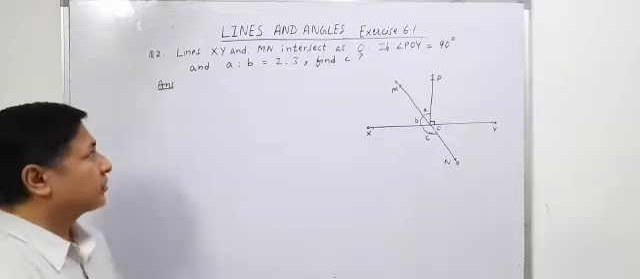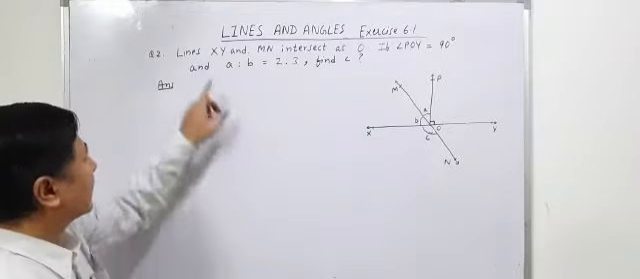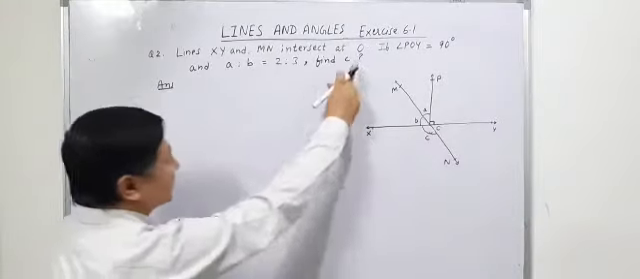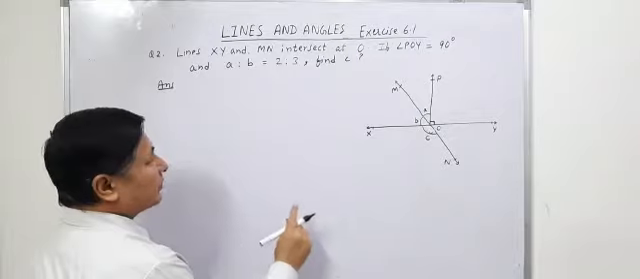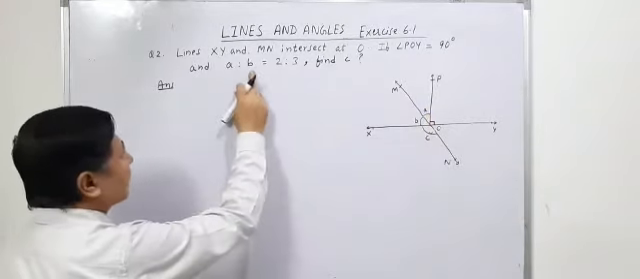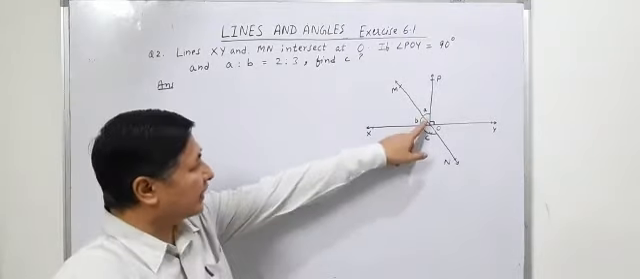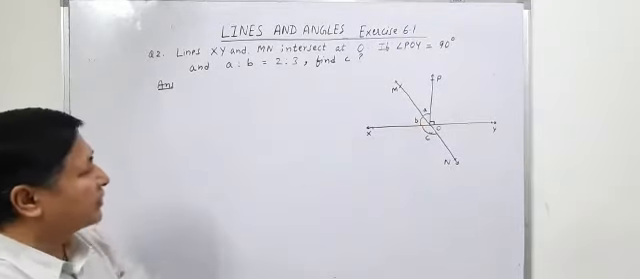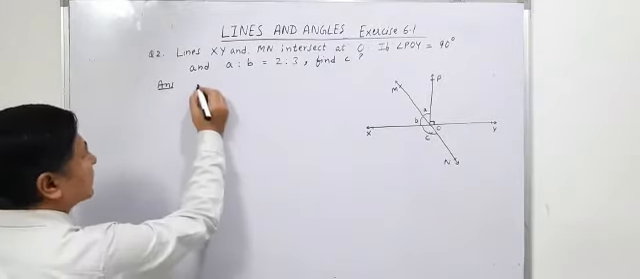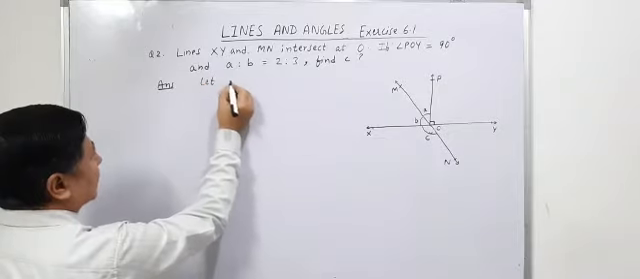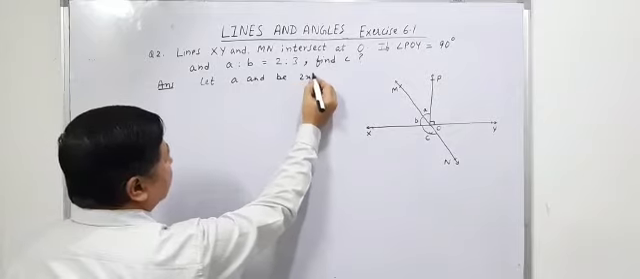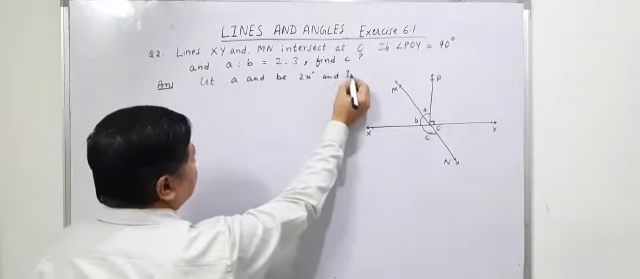Now let us do the second question of exercise 6.1. Lines XY and MN intersect at O. If angle POY is 90 degrees, and the ratio of angle A to angle B is 2:3, we have to find angle C. Now in this, let A and B be 2x degrees and 3x degrees.